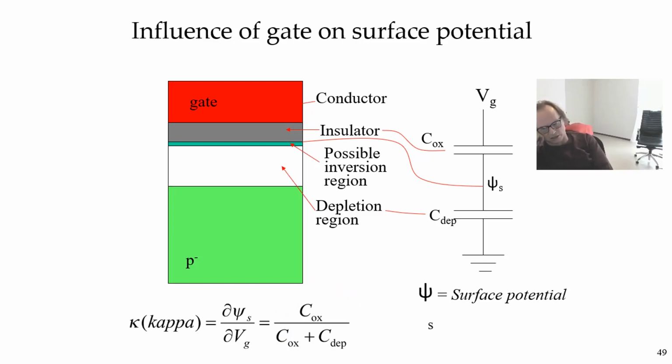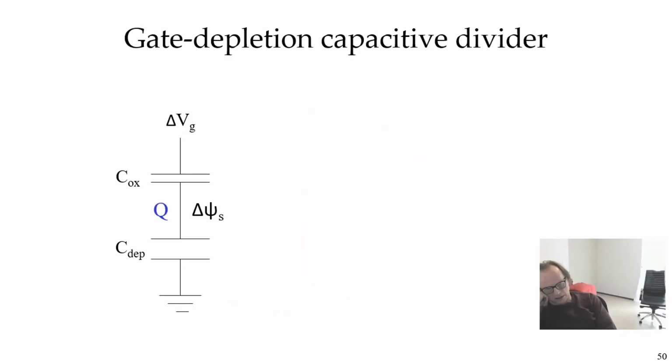So why is that the equation that we should use? Let's see how that works. Let's talk about a gate depletion capacitor divider. Let's consider a change in the gate voltage with a Cox, a C-dep, and a particular charge sitting on this surface at this point on this capacitor. And now let's compute what delta Psi-S is, caused by delta Vg. How do we do that? Well, the basic assumption we make is that this charge here doesn't change. So whatever charge we put on this capacitor, it also has to appear on this capacitor, because no charge can be created or destroyed here.